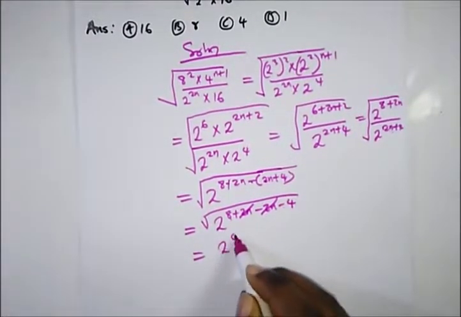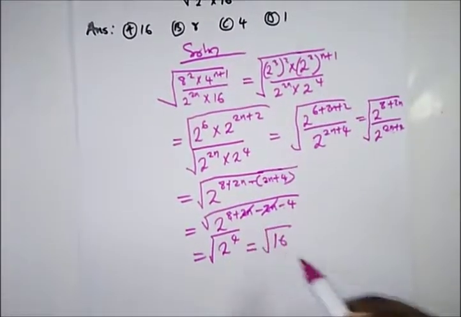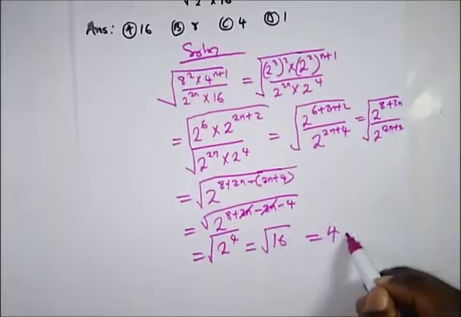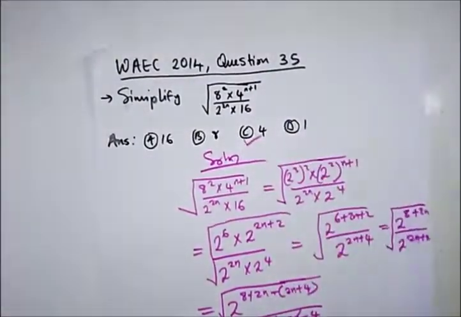So we have 2 raised to the power 4 all square. And what's 2 raised to the power 4? That is 16. And the square root of 16 is equal to 4. So our right option here is option C.